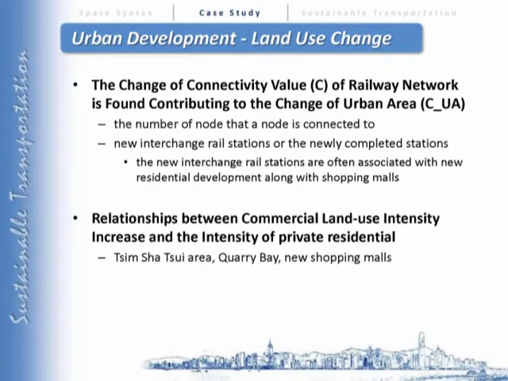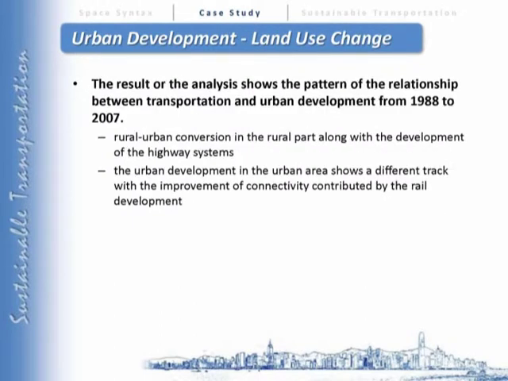The result also signifies that the areas where the commercial land use intensity increased between the year 1988 and 2007 are probably located in the areas where the intensity of private residential is high. This particularly points to the redevelopment projects in the inner city area and the new big shopping malls built near the residential area. To sum up, the results of the analysis show some pattern of the relationship between transportation and urban development from the year 1988 to 2007.